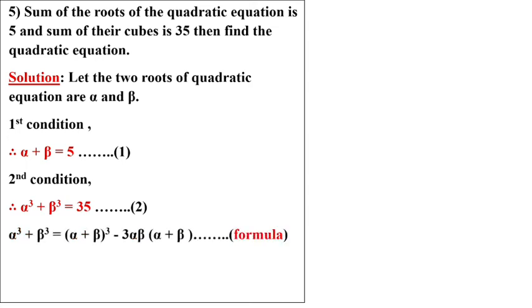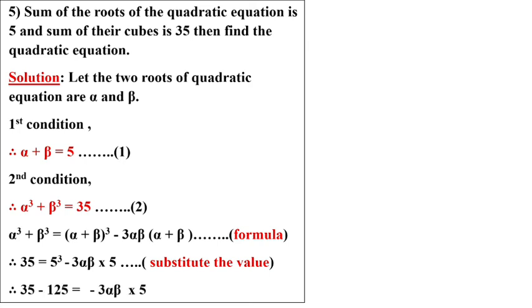Now as we know, alpha cube plus beta cube equal to, what the formula is given? Alpha plus beta whole cube minus 3 alpha beta into alpha plus beta. This is the formula for alpha cube plus beta cube. Substitute the value of alpha plus beta, and alpha cube plus beta cube is 35 equal to alpha plus beta. In the first condition we get 5 cube minus 3 into alpha beta into alpha plus beta is 5. Here we have to substitute the value.